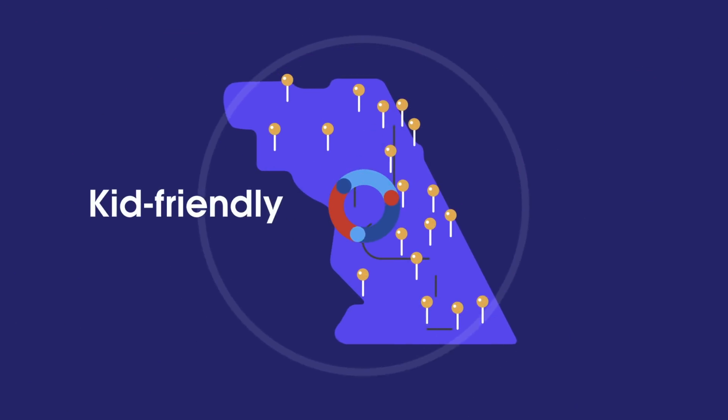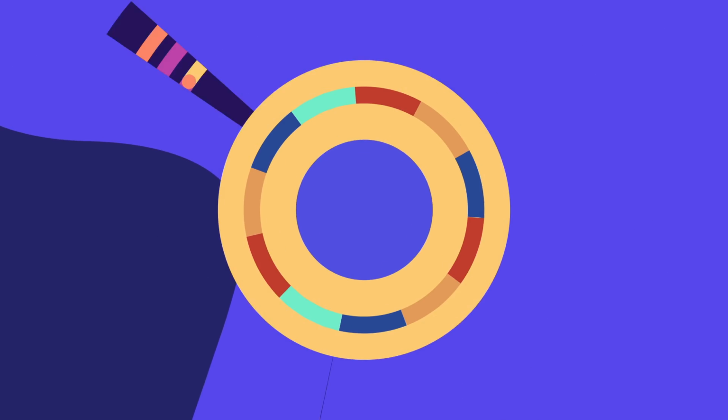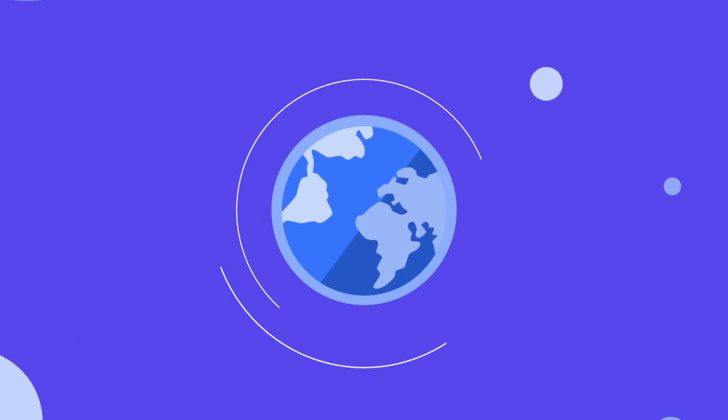So you can say things like, "Show me restaurants in Chicago that are kid-friendly, not fast food, have at least 3 stars, and are open right now." With Houndify's breakthrough speech-to-meaning technology, faster and more accurate results are now possible.